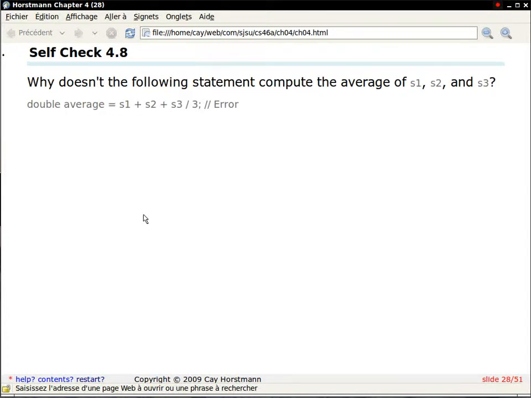Oh, no, this is a good one. Why doesn't the following statement compute the average of s1, s2, and s3? Yeah? Because s1, s2, and s3 are not in parentheses. That's right. So over here, we didn't have the parentheses. I was hoping that someone would fall into the trap and say, oh, because they're integers. But that might be a different error. Right? So the error that I was after is.